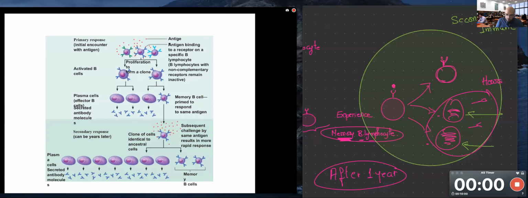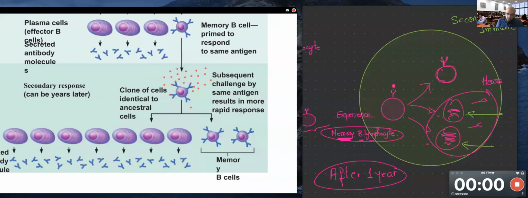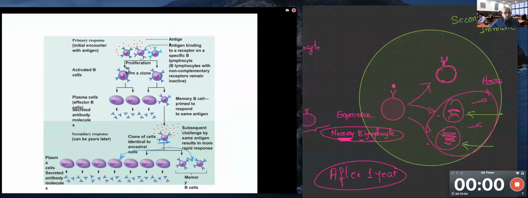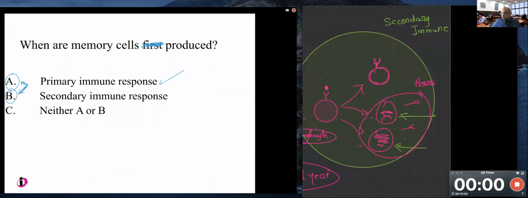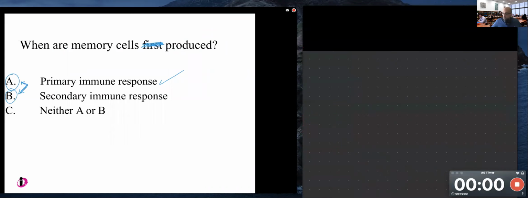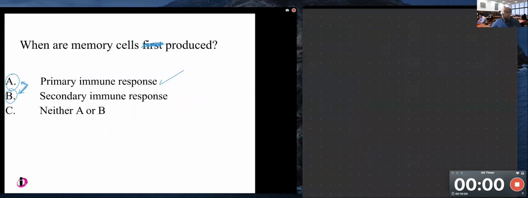So down here, in a re-exposure, you're activating the memory B lymphocytes. Activated memory B lymphocytes will proliferate into plasma cells and other memory B lymphocytes. Any questions?